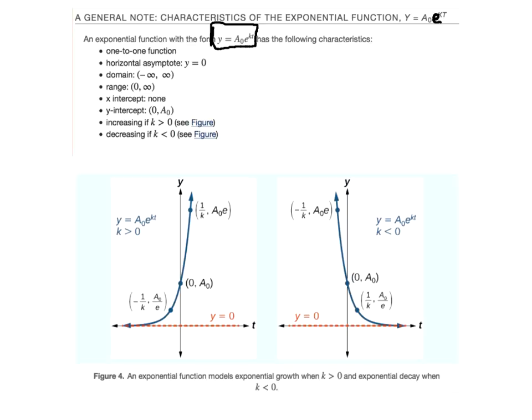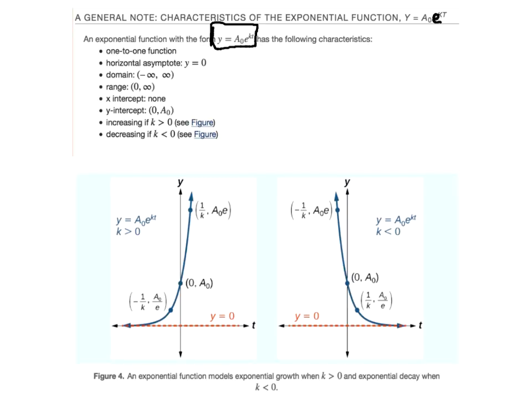All right, so don't forget these are one-to-one functions. They have horizontal asymptotes at the x-axis, which is the horizontal line y equals 0, domain is negative infinity to positive infinity, range is 0 to positive infinity. There are no x-intercepts because they're never actually going to make it to the x-axis. There is one y-intercept at the point (0, a sub 0). That is your initial amount of whatever substance or population that you're looking at, a sub 0.